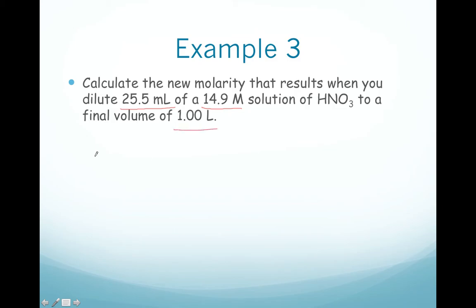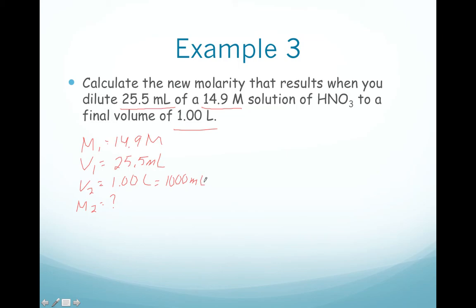So my units need to be the same. So M1, we have 14.9. V1, we have 25.5 milliliters, and V2, we have 1 liter. So remember, units have to be the same here. And I'm looking for M2 because I don't know what that is. So in this case, I'm going to make my 1 liter into 1,000 milliliters. You can do either. I'm going to go that route.